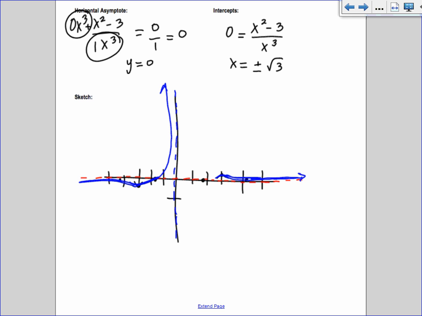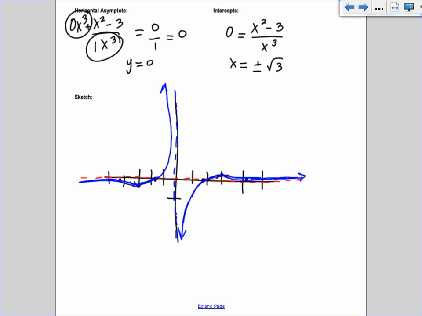And it goes up. Wait, can it do that? It can cross the horizontal, guys. It just can't cross on the ends of the horizontal asymptote, because a horizontal asymptote is the limit as x goes to infinity. Isn't there a horizontal asymptote that's 0?